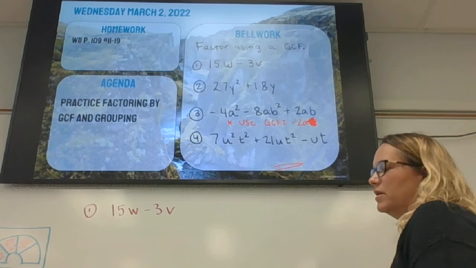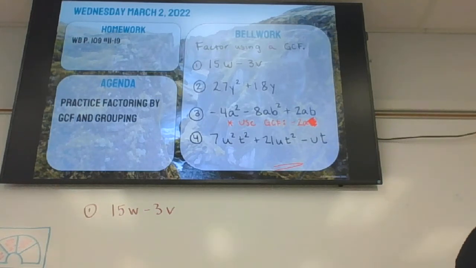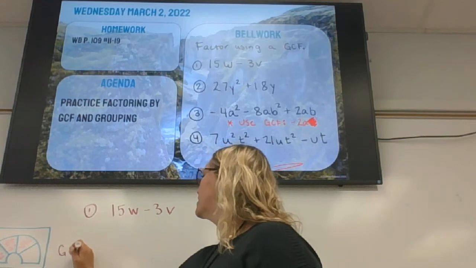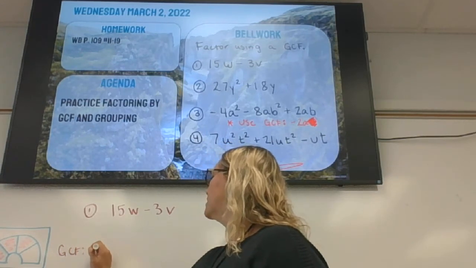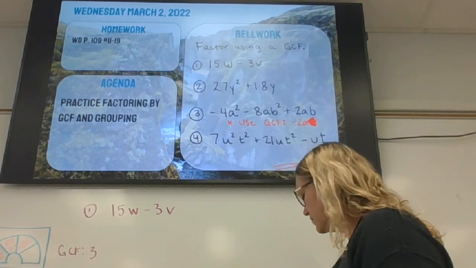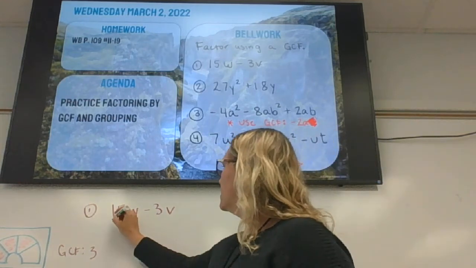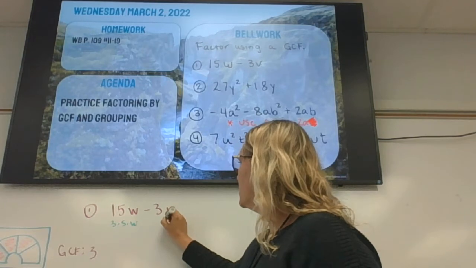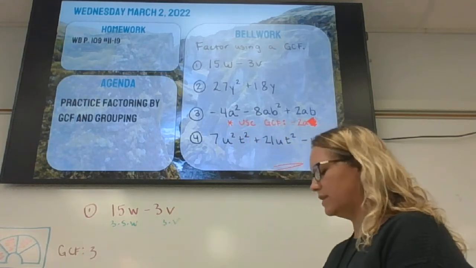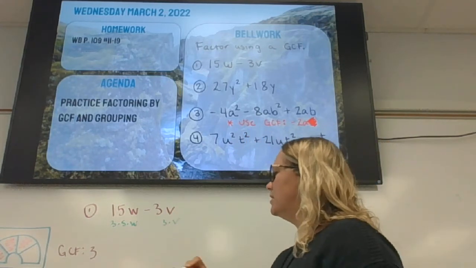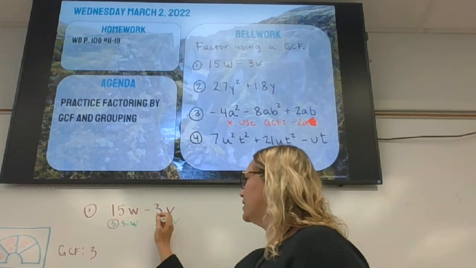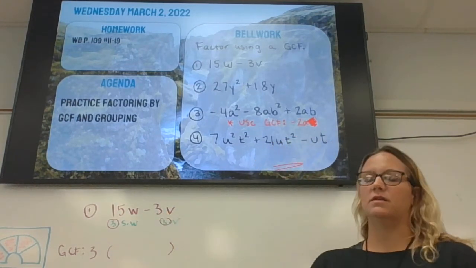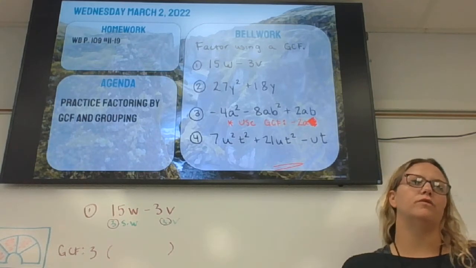15 and 3 both divide by 3. So their greatest common factor is 3. Because this is 3 times 5 times W, and this is 3 times V. So I'm going to factor the 3 out of both of these. And then in parentheses, I'm going to indicate what would be left over.